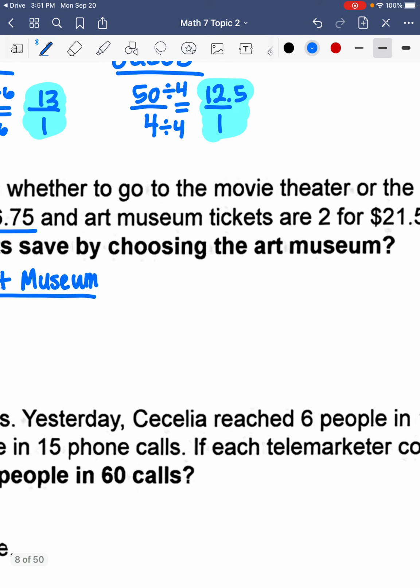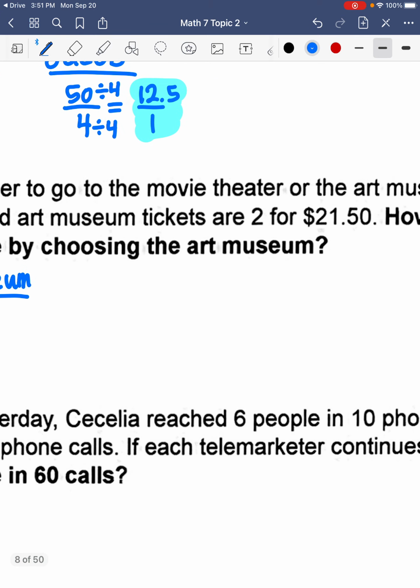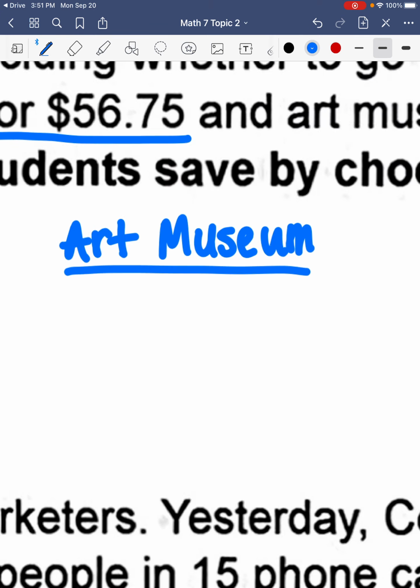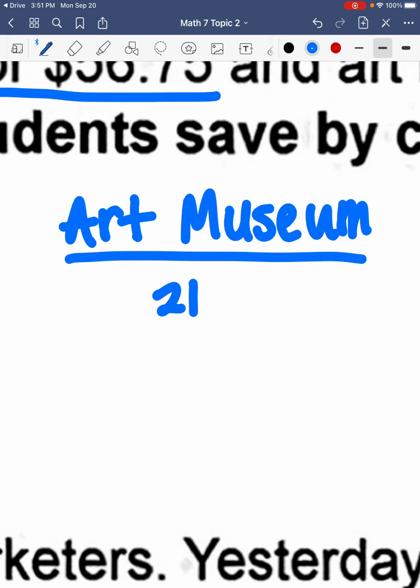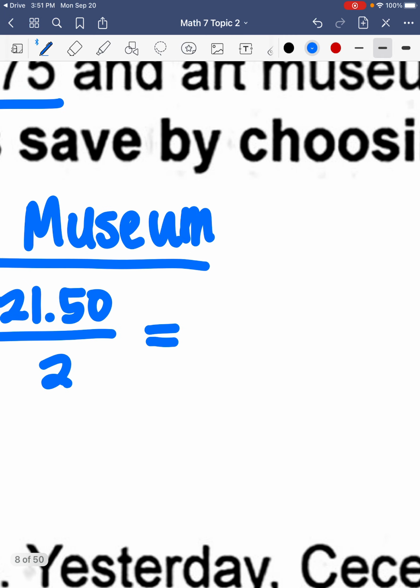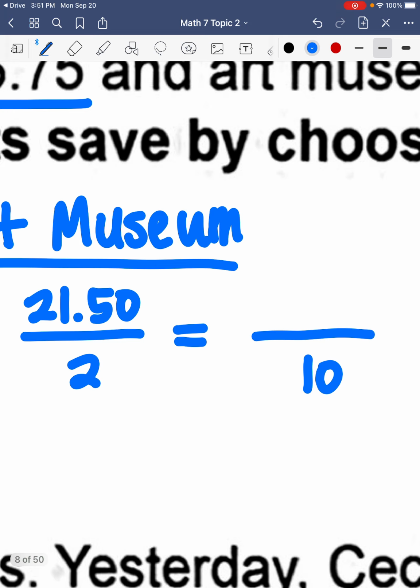Okay, so the deal at the art museum is 2 tickets for $21.50. We want to know how much they would pay for the group of 10 to go to the art museum. So how do I go from 2 to 10? Well, I multiply times 5. So I'm going to do the same thing on the top.